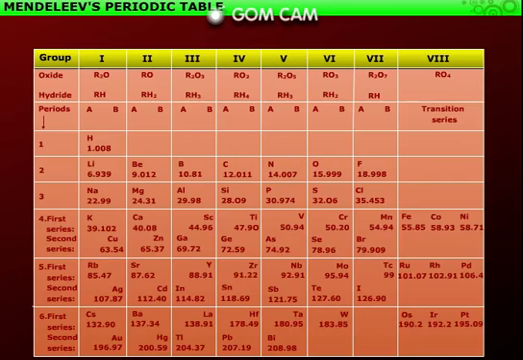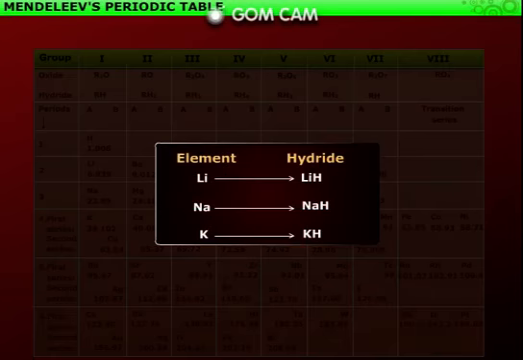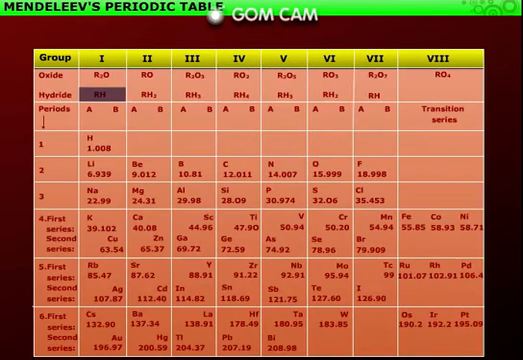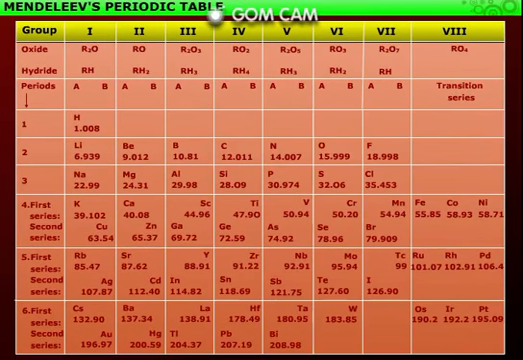For example, the elements lithium, sodium, and potassium form the hydrides LiH, NaH, and KH, respectively. Thus, their general formula is RH. Other elements form hydrides having general formula of RH2, RH3, RH4, RH3, etc. Thus, Mendeleev's contribution was the most important for arrangement of elements in proper order.